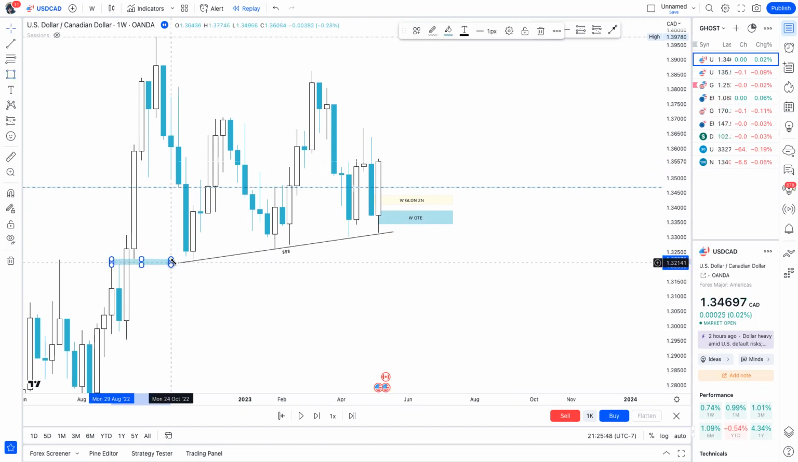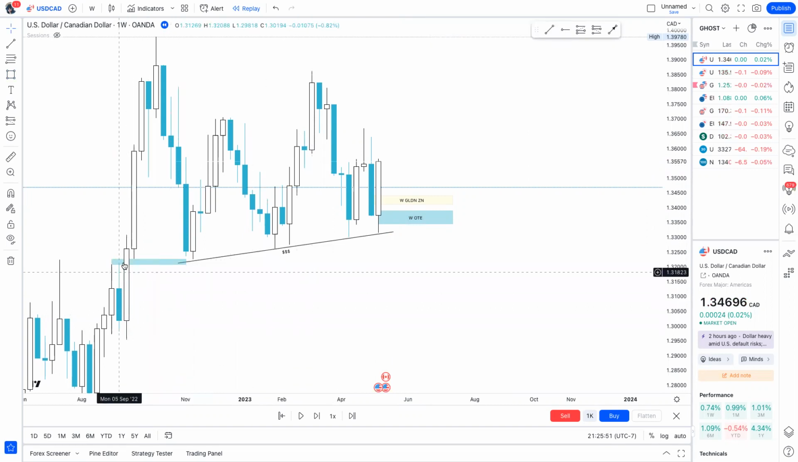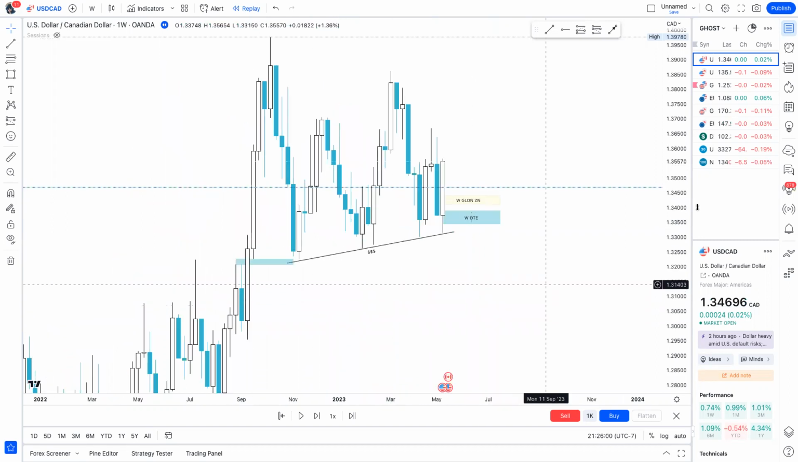So like I mentioned earlier, price never came back to close these orders. So this is a gap, and we also have an order block. We have another weekly order block right here that was never mitigated. The price never came back down to close these orders.